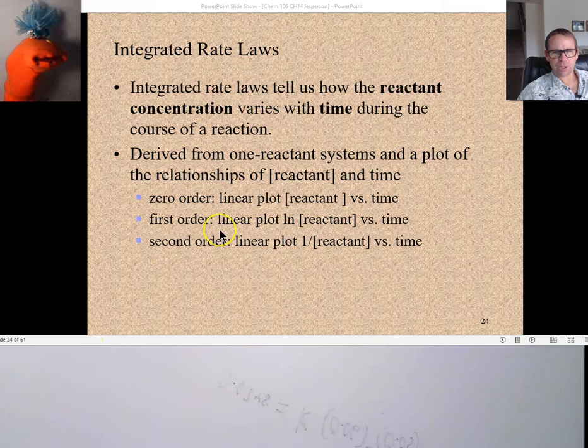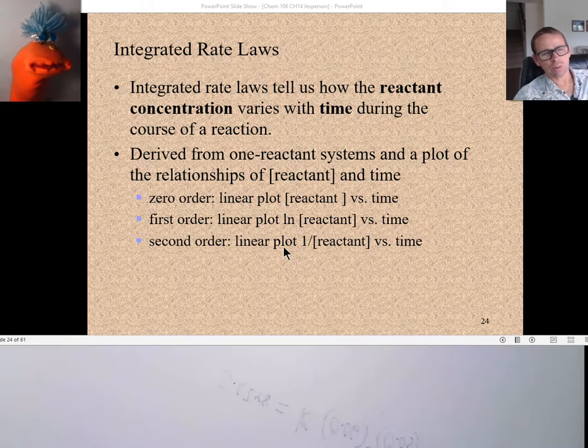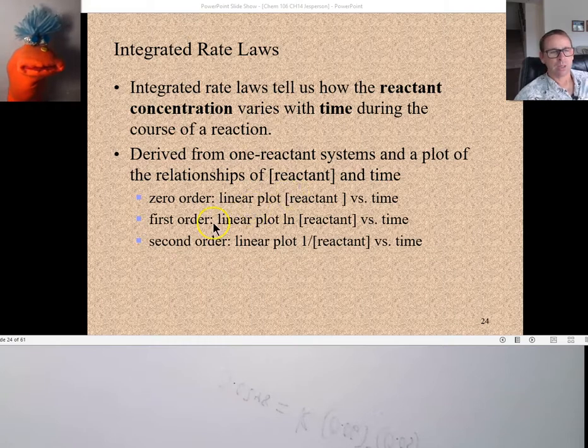For a first-order reaction, you need to plot the natural log of the reactant's concentration versus time to get a linear relationship. And for a second-order reaction, you need to plot 1 over the reactant concentration versus time to get a linear relationship. Okay, so that's our first introduction to this, recognizing that there are different ways to get linear relationships, and we always want to have a linear relationship because that'll tell us information about the chemical reaction.